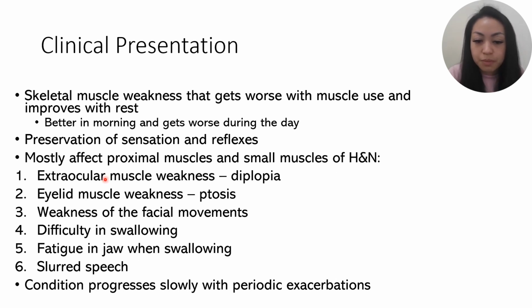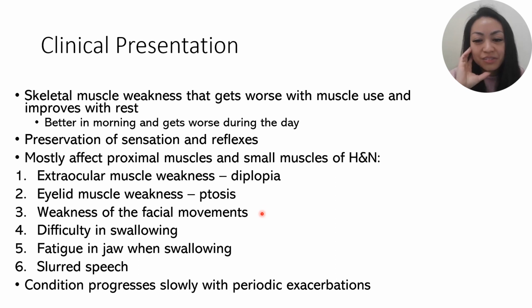This mostly affects the proximal muscles and the small muscles of the head and the neck. So which muscles exactly? For instance, we have our extraocular muscles in the eye, and if these get fatigued, then we can start getting changes in our vision, like diplopia. If the eyelid muscle gets fatigued, then we can get ptosis, or the drooping of the eyelid.